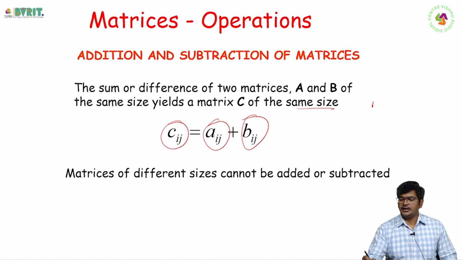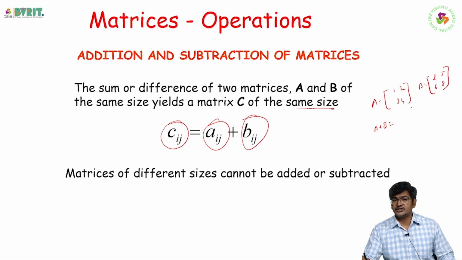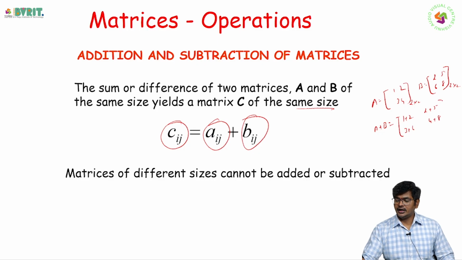For example, A is equal to [1 2; 3 4] and B is equal to [2 5; 6 8]. Is A plus B possible? It is possible if the dimensions are the same. The order of A is 2 by 2, and the order of B is 2 by 2. Then A plus B: the corresponding elements are added, 1 plus 2, 2 plus 5, 3 plus 6, 4 plus 8. We get 3, 7, 9, and 12. This is A plus B, called the C matrix. What is its order?